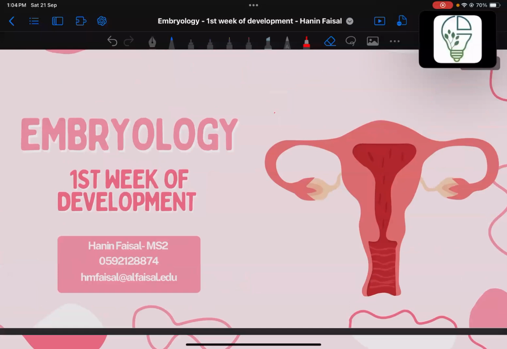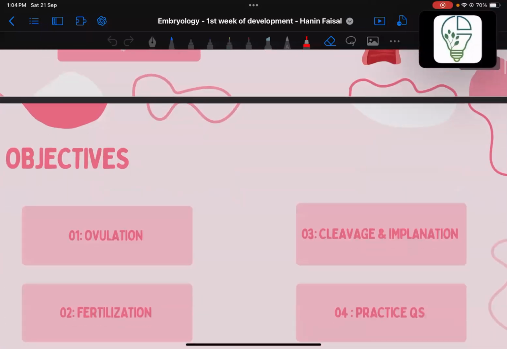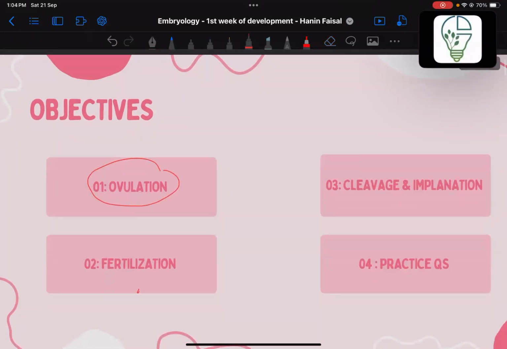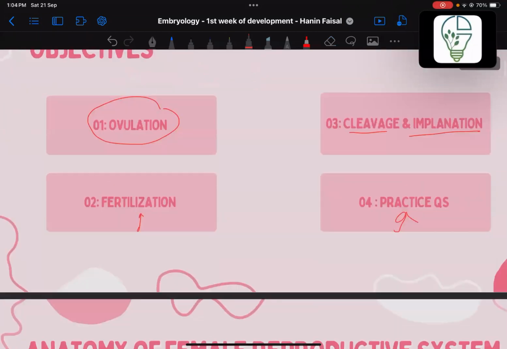I've heard that embryo was a bit tough for you guys, but inshallah, I tried to make the slides as easy and concise as possible. So let's get started. Today we're going to discuss these objectives. First, we're going to talk about ovulation, and then fertilization, then cleavage and implantation, and lastly, we're going to have some practice questions.